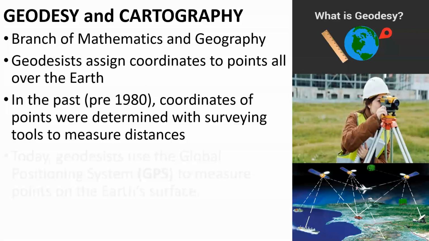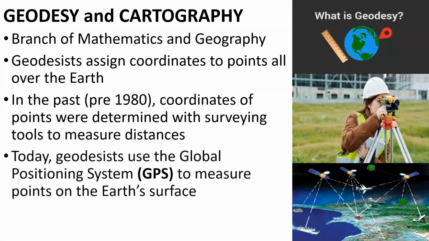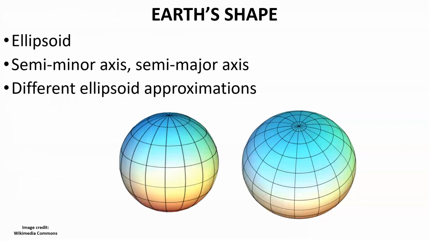Geodesy is a branch of mathematics and geography, and geodesists assign coordinates to all points of the Earth. Before 1980, coordinates of points were determined with surveying tools to measure distances, but today, geodesists use the GPS system to measure points of the Earth's surface. So basically today, we rely on satellites for accurate measurements of points on the Earth's surface.